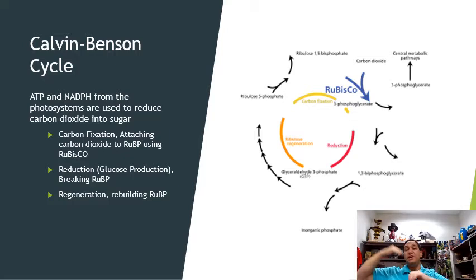Then that RuBP goes through a process where it's reduced. That is, it's going to gain electrons and eventually get built into glucose. Next, and finally, you have to use up the rest of your energy to rebuild RuBP so the process can begin again.